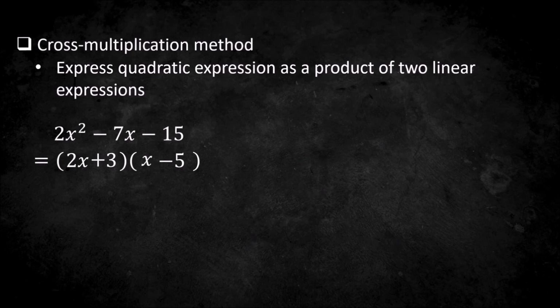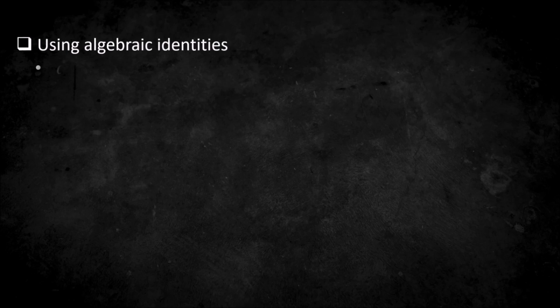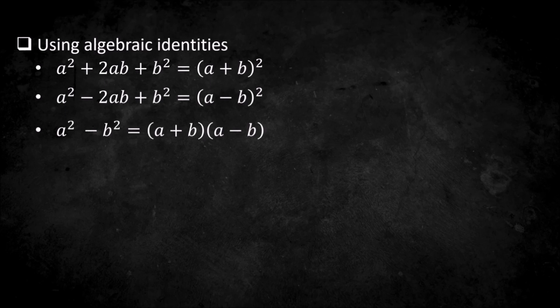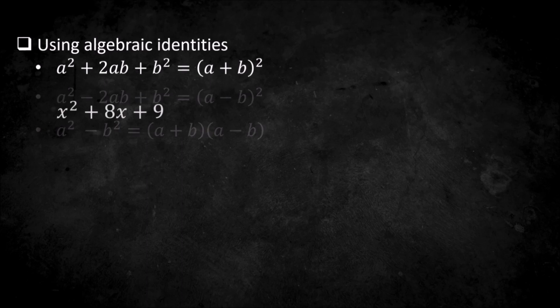The last method we will be discussing is using algebraic identities. These are the three identities being used. Any expression that is in the form on the left side of the identities can be factorized into a form on the right side. Let's look at how to use the first identity.